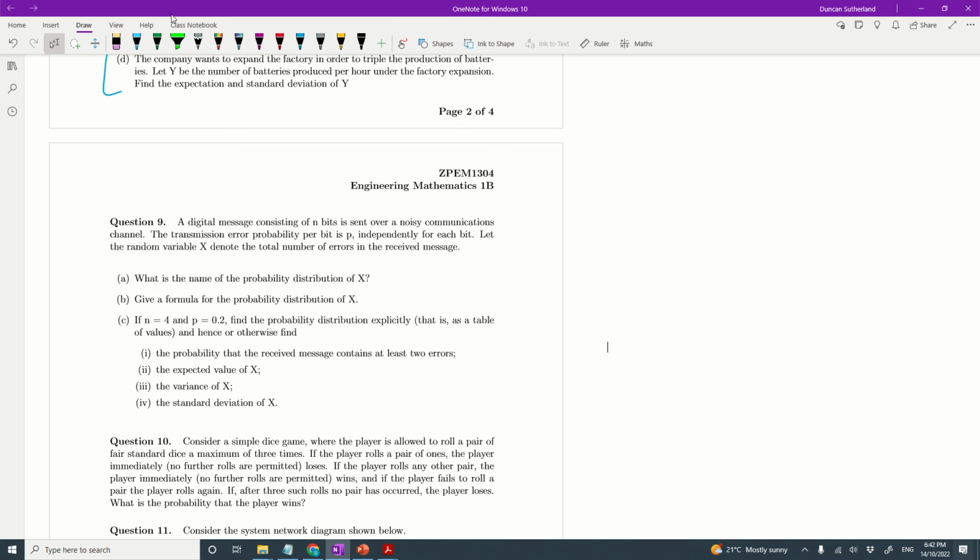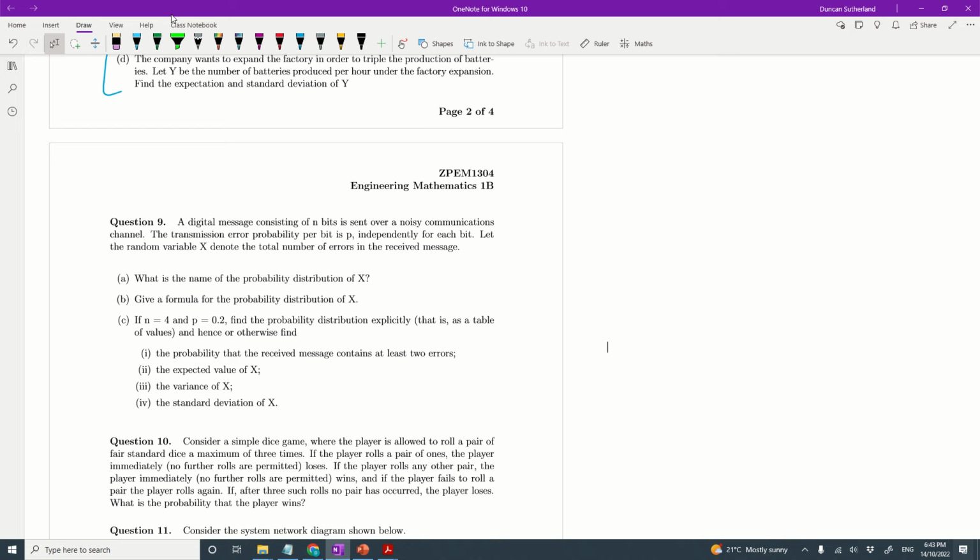Question 9. So we're sending a message digitally of n bits, and there's some independent error rate. So the error probability is p independently for each bit. Let the random variable X denote the total number of errors in the received message. We're asked what the probability distribution of X is.